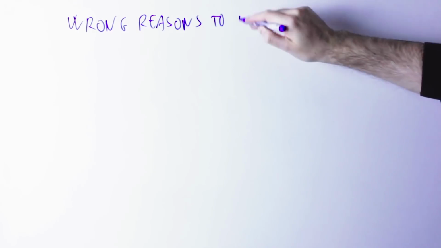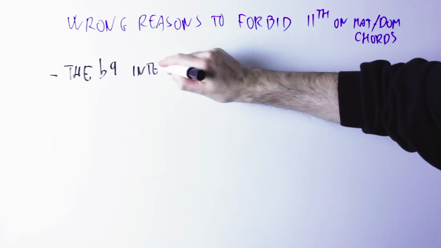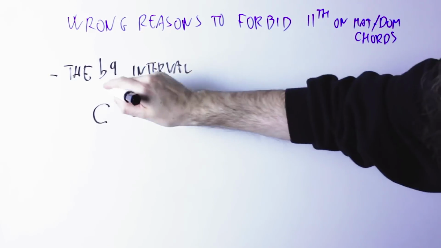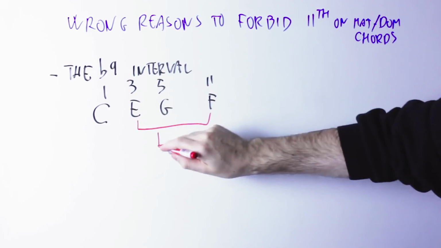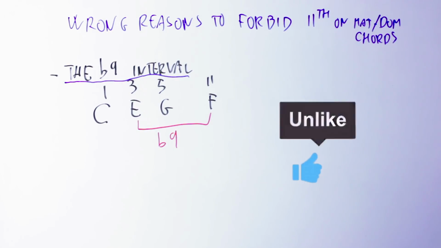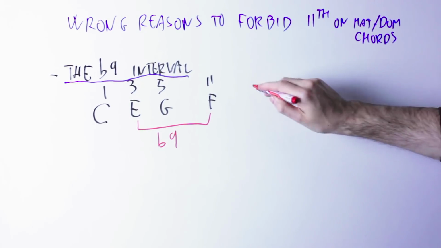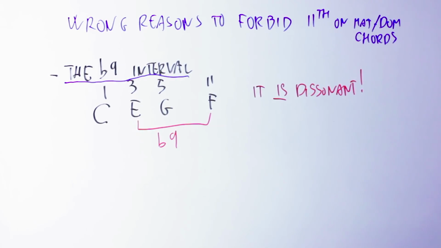First of all, let's see the wrong reasons to forbid this note. One reason that jazz textbooks give is that this note is forbidden because the interval between the major third of the chord and the 11th is a flat 9, and the flat 9 interval is very dissonant and so it's unacceptable. Well, it is true that this interval is dissonant, even if in context, to me, it sounds acceptable. But that's just my opinion.